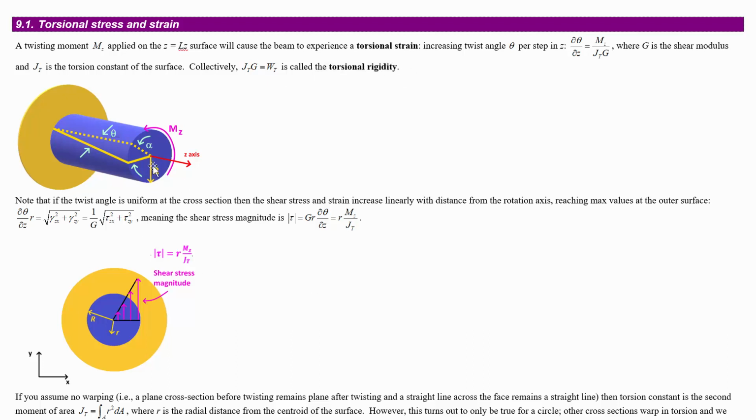So if there's no warping, if this cross-section remains in exactly the same shape and just sort of twists around, then the shear stress and strain are going to increase linearly with distance from the rotation axis. So the angle is a constant, but because of how arc length works, that means that the farther away points have moved by more. So they experience more shear strain, and the shear strain that they experience is proportional to the shear stress via the shear modulus.